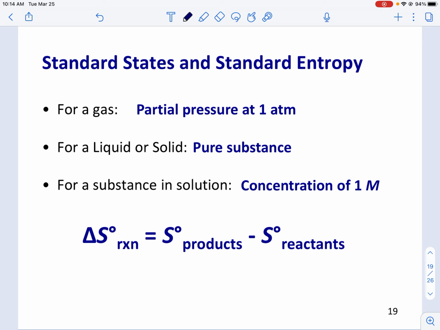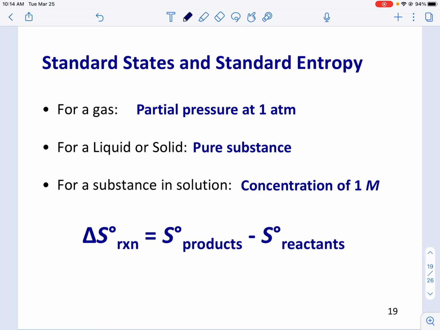For a gas, again, the standard states have a partial pressure of 1 atmosphere. For a liquid or solid, it's just a pure substance. And then for a substance in solution, a concentration of 1 molar. So we have a standard delta G. We also have a standard delta S, the standard entropy.